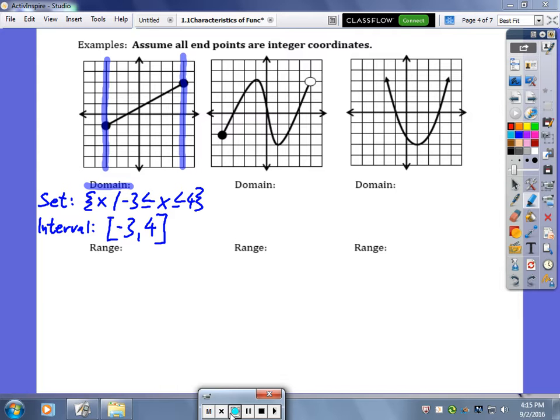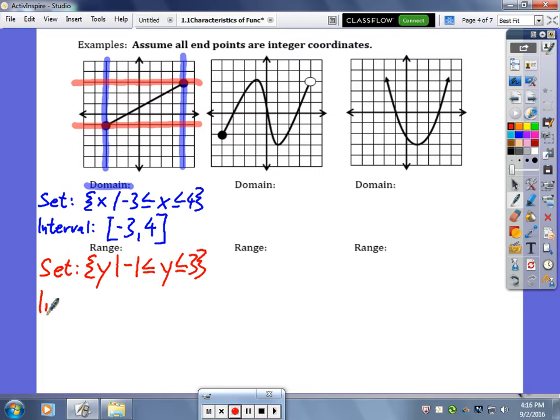Let's look at our range. The lowest y value that's part of the curve is down here, and it goes all the way up here. In other words, in set notation, the range is y such that negative 1 is less than or equal to, closed circle, y, which is less than or equal to positive 3. In interval notation, we write open bracket negative 1, comma, 3, close bracket, both times with brackets because the circles are closed.